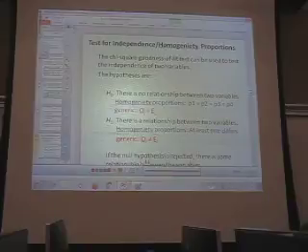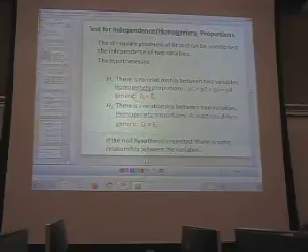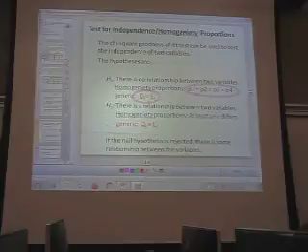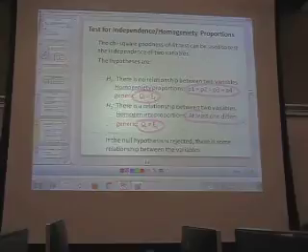H naught, for independence, you can just use O sub I equals E sub I. You could also use P1 equals P2 equals P3, as many proportions as you have. The first proportion equals the second equals the third. For H1, you can just use O sub I is not equal to E sub I, or you can say at least one differs, either one. All right? Good with that so far?